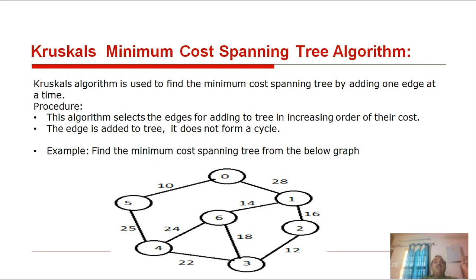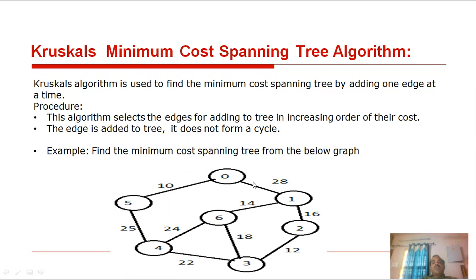The edge is added to the tree if it does not form a cycle. Clear? So the algorithm selects the edges for adding to the tree in increasing order of their cost. The edge is added to the tree if it does not form a cycle. Find the minimum cost spanning tree from the below graph.